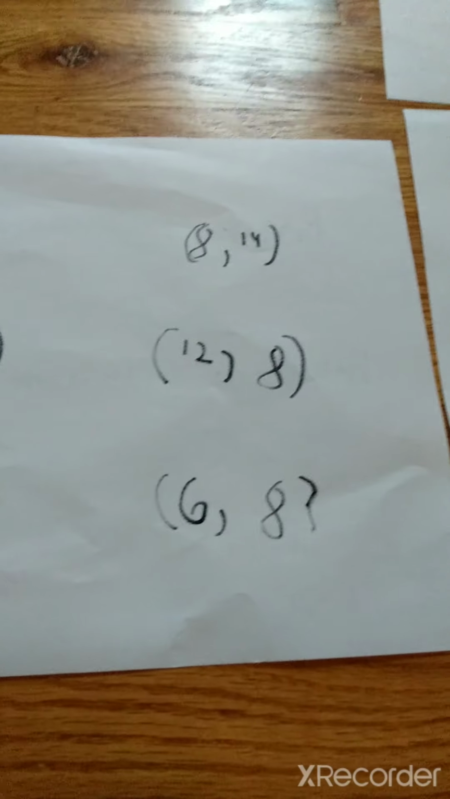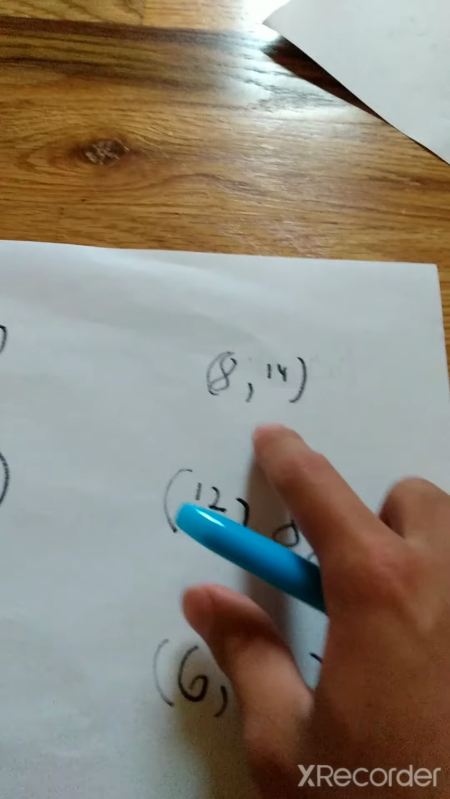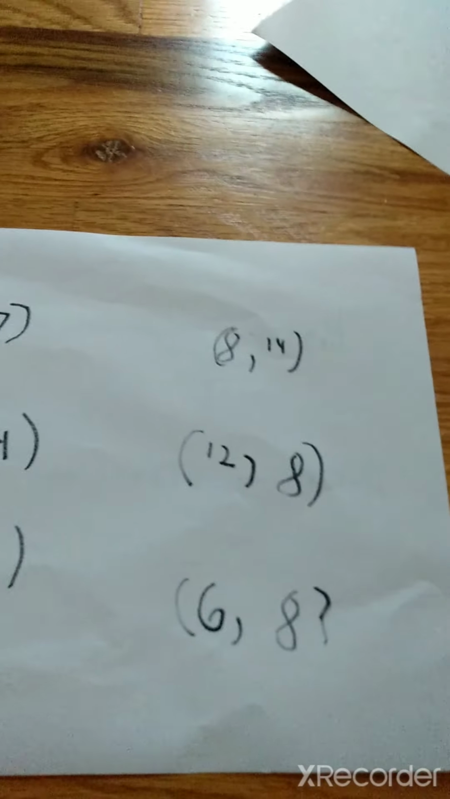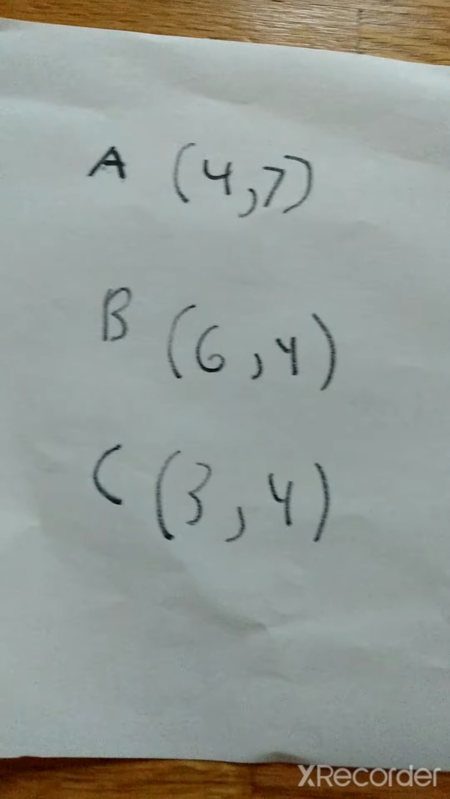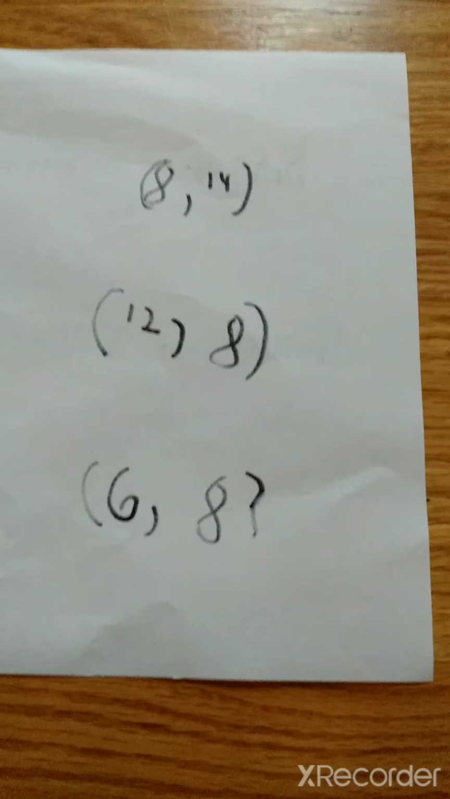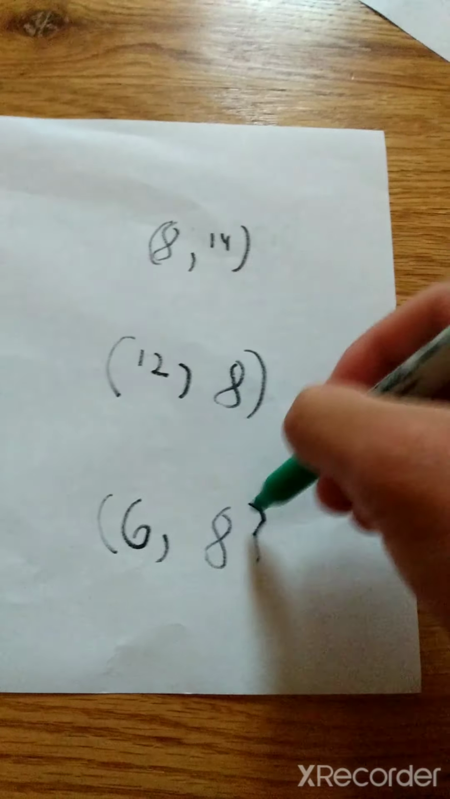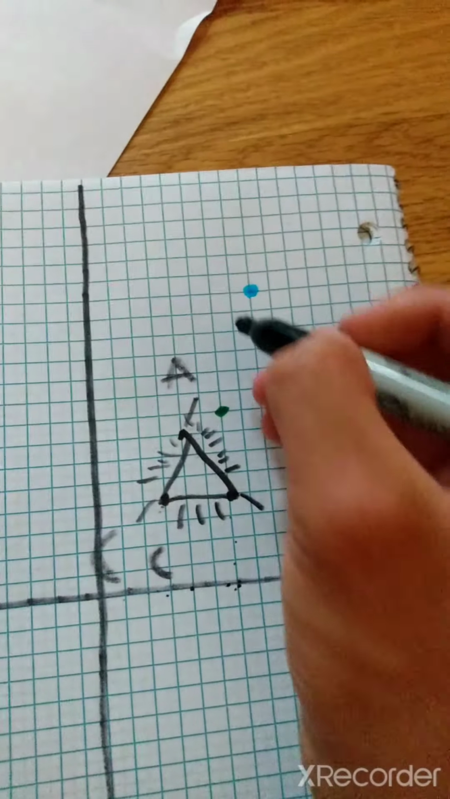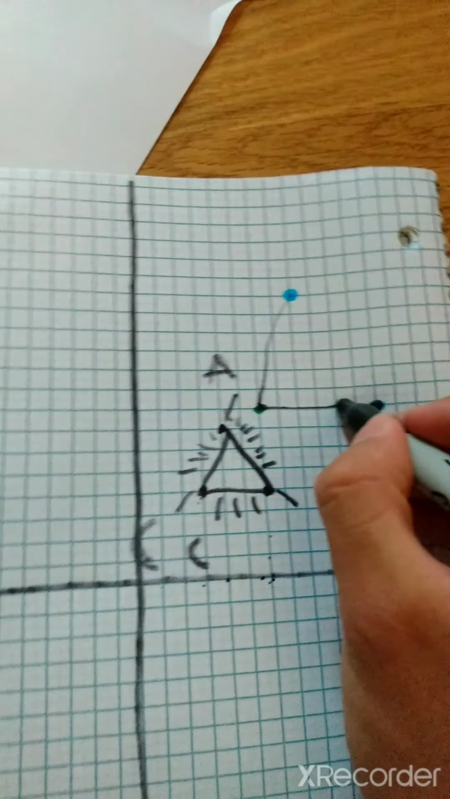Now we can really see the explosion by graphing the points. Point A, (8, 14), is that blue dot right there. Point B, (12, 8), is that black dot right here. And last but not least, point C, (6, 8), is that green dot right there. So now we have to make the triangle.